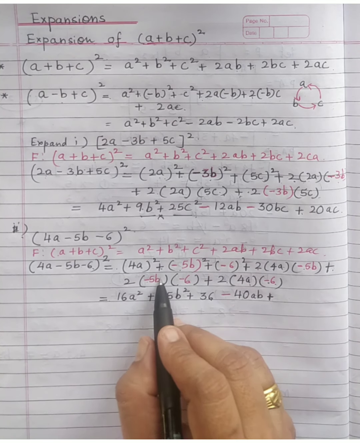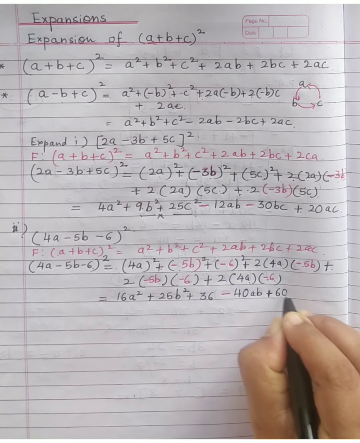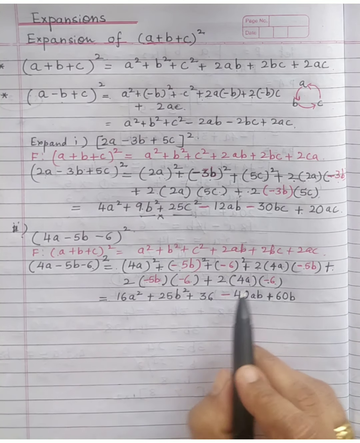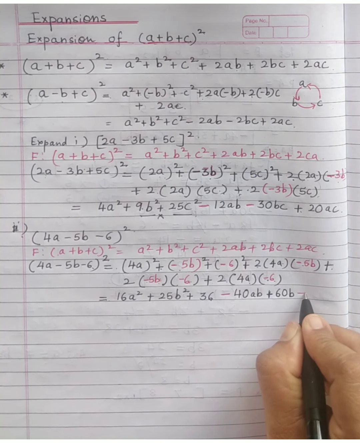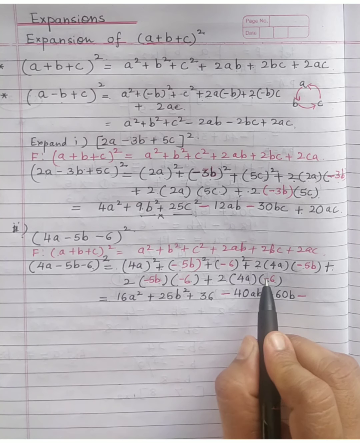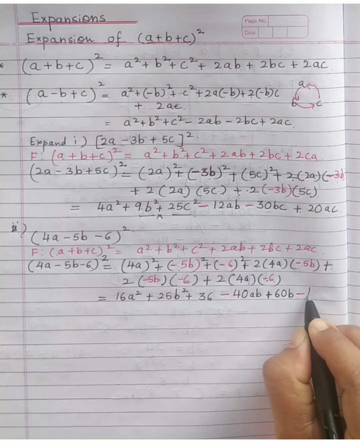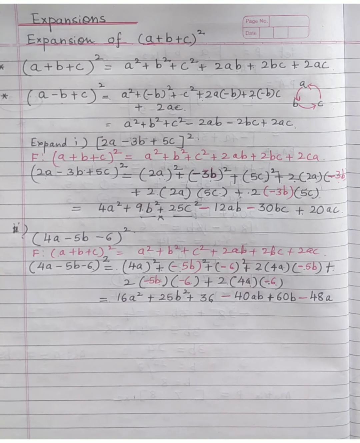5 2s are 10, 60B. Now here minus and plus. What will be the final sign? Minus. It is 4 2s are 8, 8 6s are 48A, minus 48. Simple.